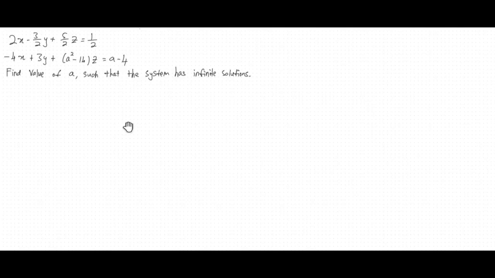All right, let's look at this question. Right, so this question, they gave you two equations in three variables. Notice it's in three variables, x, y, and z. So equations, we label them: equation number 1, equation number 2.